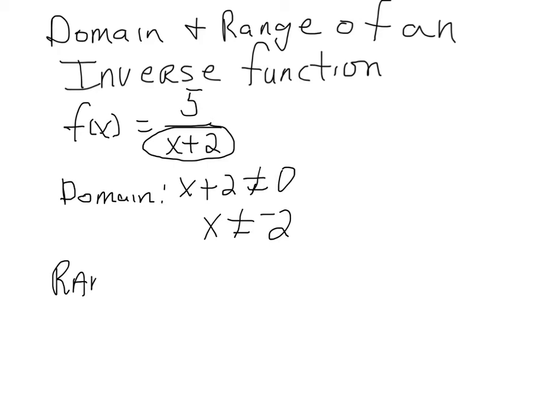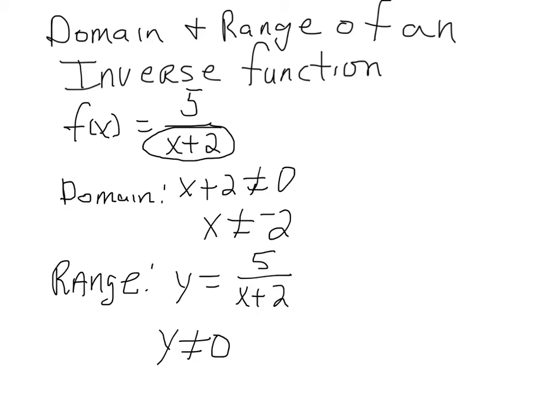For the range of f of x equaling 5 over x plus 2, it is the values that y can take on, given x being all values except negative 2. Well, we know that in an inverse function, in order to get 0 as an output, a y value, the numerator needs to be 0. In this situation, the numerator is 5. Therefore, y cannot be 0.